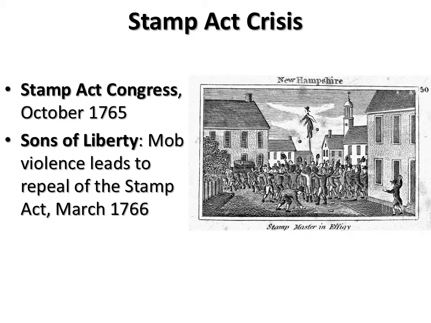Beyond these more official channels, like the Stamp Act Congress, there's also growing mob violence in the streets. The Sons of Liberty, this patriotic group that emerges in places like New York and Boston, they organize these violent crowd responses: harassing, tar and feathering, engaging in violence against royal officials, tax collectors, and others. And you see the image there from New Hampshire.